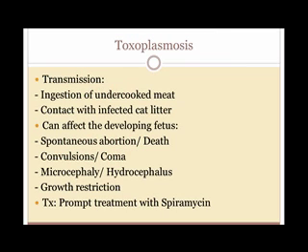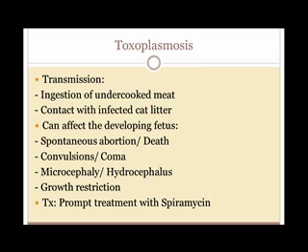Toxoplasmosis is transmitted through the ingestion of undercooked meat or contact with infected cat litter. This can certainly affect the developing fetus, although it's normally not serious if an adult comes in contact with toxoplasmosis. But with the developing fetus, this can cause spontaneous abortion within the first trimester or neonatal death. It can cause convulsions and coma within the neonate, microcephaly, which would be a small head for its age, or hydrocephalus, the accumulation of fluid. It can also cause growth restriction.